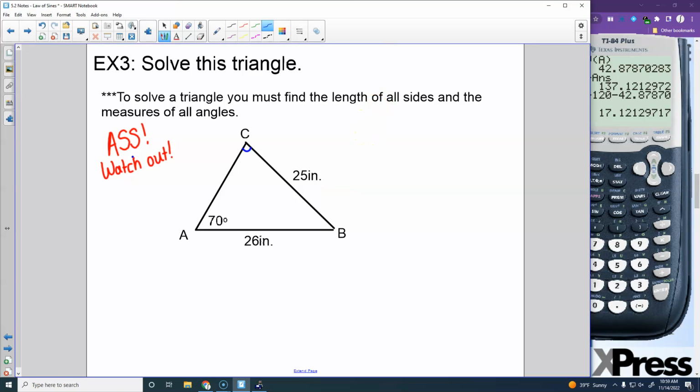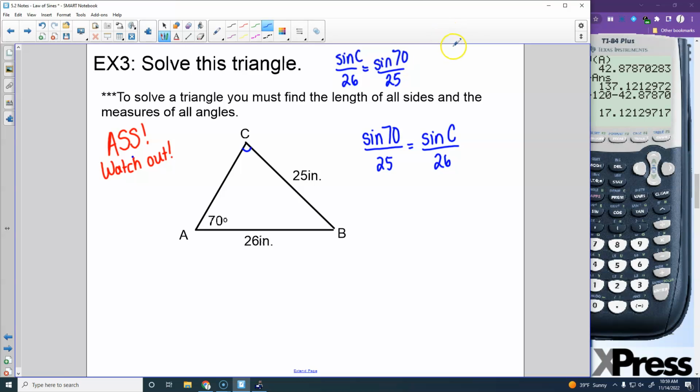So we have to use sine of 70 over 25 equals sine of C over 26. Is it okay if you set it up like this? Sine C over 26 equals sine 70 over 25. Is that okay? That's fine. Doesn't matter which comes first.